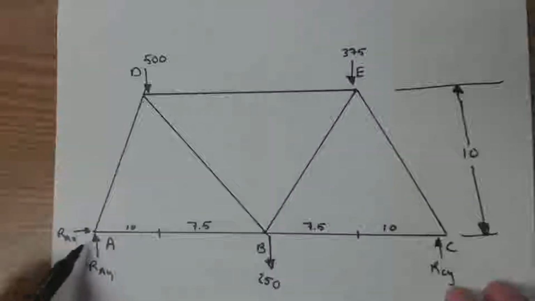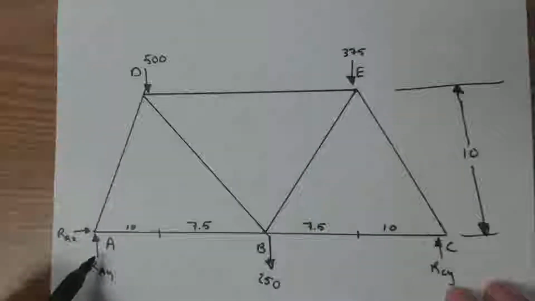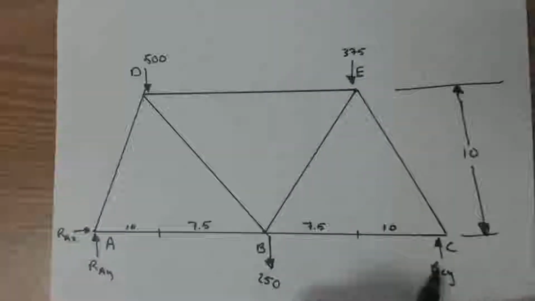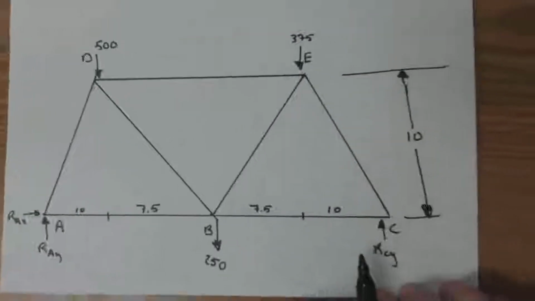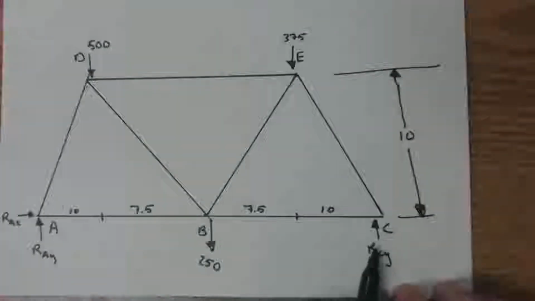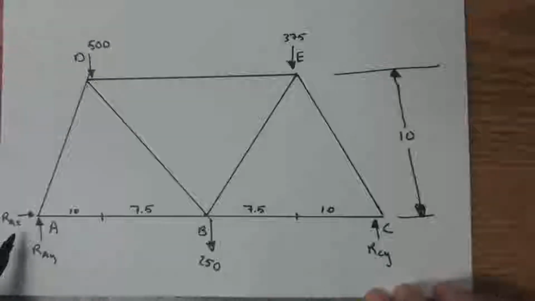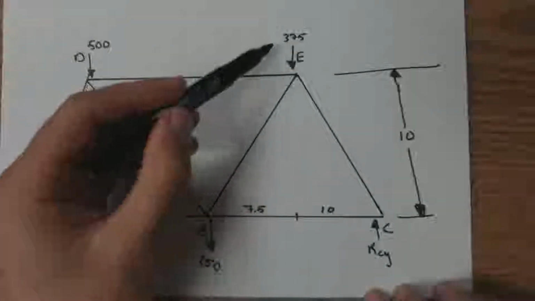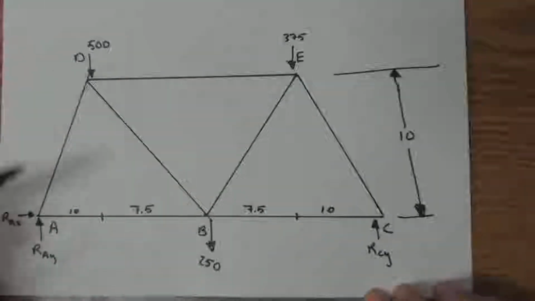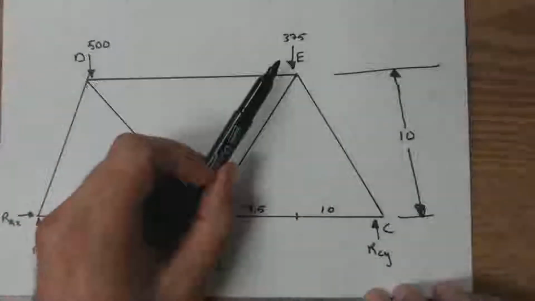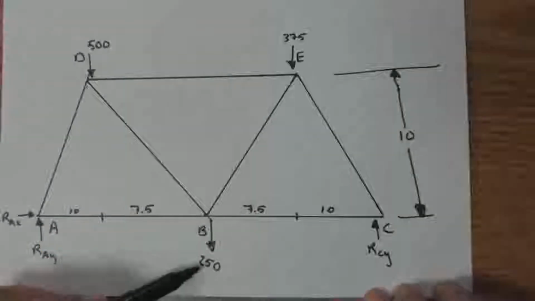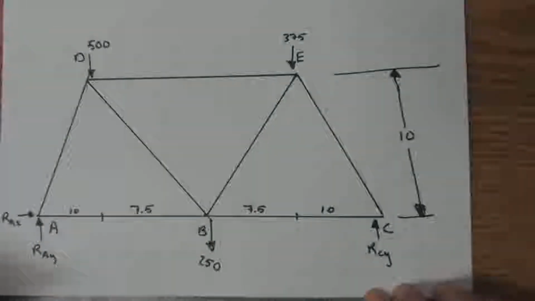But we have two reaction forces at joint A. That's because we originally had a pinned connection there. And we have one reactionary force at C because there was a roller connection there. The roller connections only restrict me in one axis, while pins restrict me in two. And you see we have three external forces acting on it. We have 500 at D, 375 at E, and 250 at B.